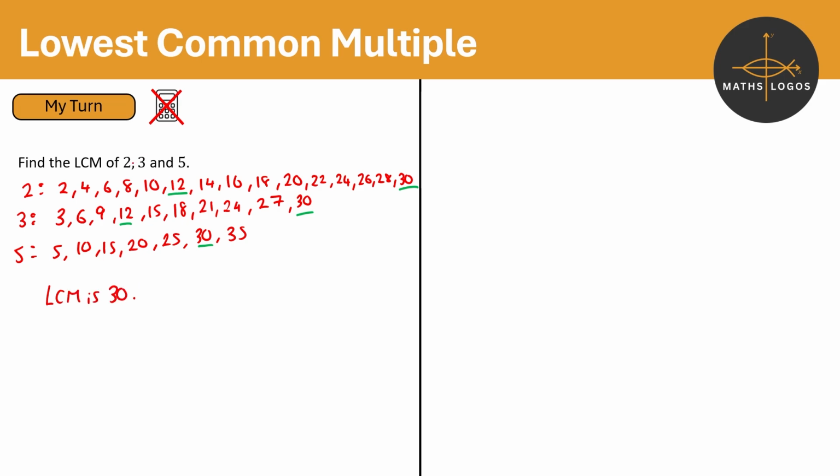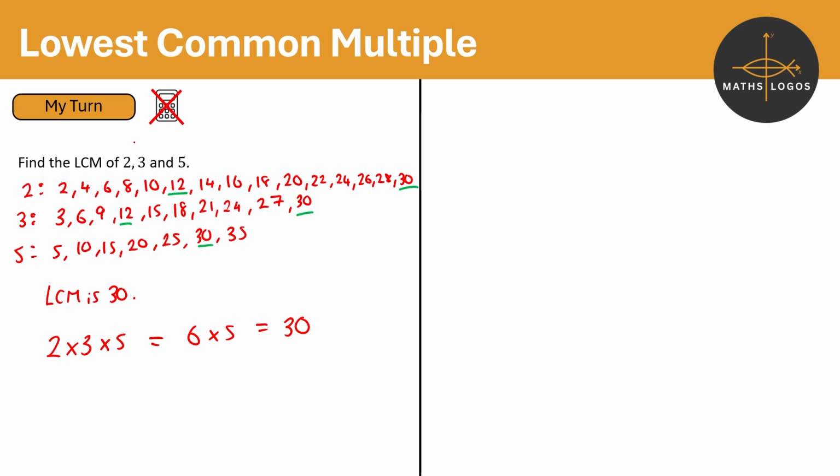Now, interestingly, in this case, the lowest common multiple is actually the product of my 3 numbers. What I mean by that is if I take 2, multiply it by 3, and then multiply that by 5, well, 2 multiplied by 3 is 6, and 6 multiplied by 5 is 30. So in this case, the product of 2, 3, and 5 will be my lowest common multiple.